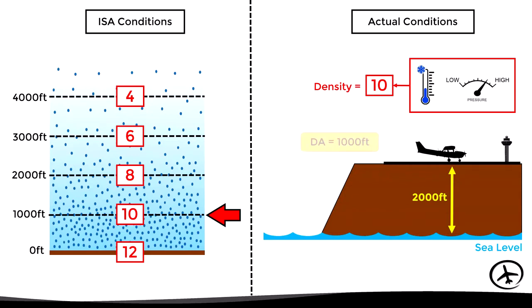Therefore, we say that this airport under these conditions has a density altitude of 1,000 feet, although its actual elevation is 2,000 feet. This means that the performance of an aircraft will behave as if it were flying at 1,000 feet due to the increased air density.